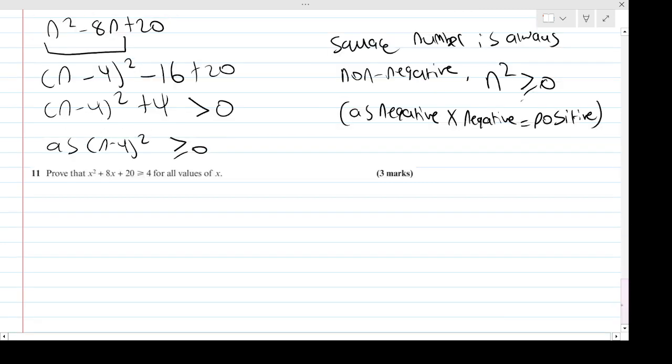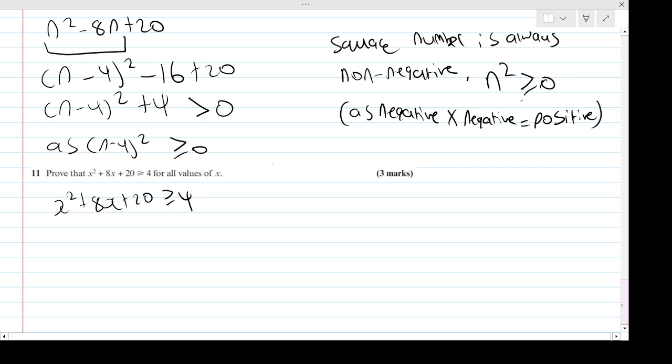To leave off from, we need to prove that x squared minus 8x plus 20 is greater than or equal to 4. Well, this time it doesn't tell us to complete the square, but with a quadratic, there's only so much we can do. We can perhaps solve it, but the problem is, first of all, we have an inequality, not an equation. So we're not solving for a particular value.